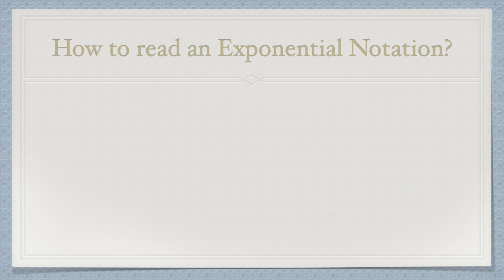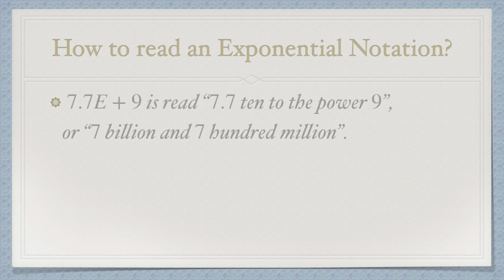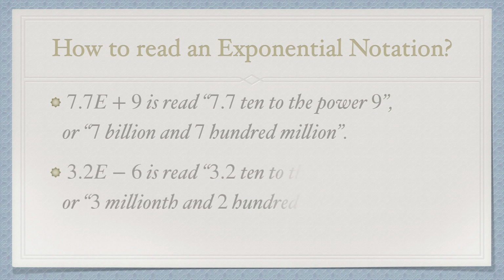How do I read an exponential notation? 7.7e+9 is read 7.7 times 10 to the power 9, or 7,700,000,000. 3.2e-6 is read 3.2 times 10 to the power minus 6, or 0.0000032.